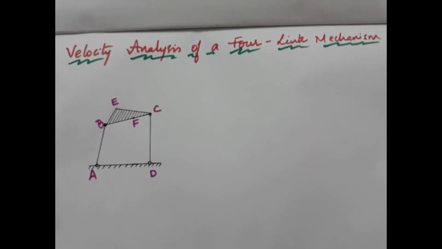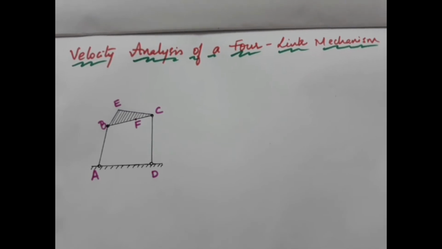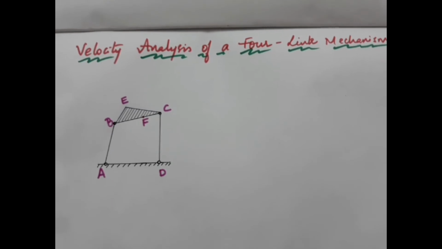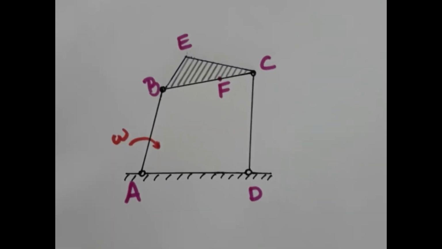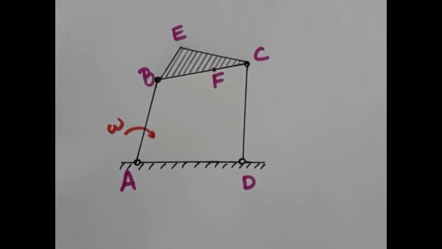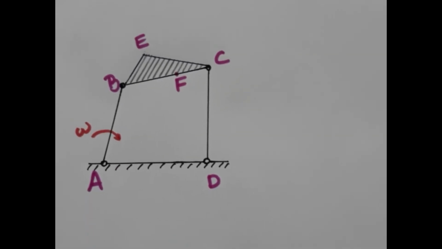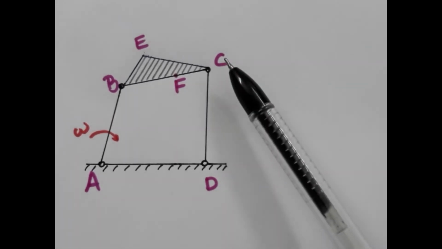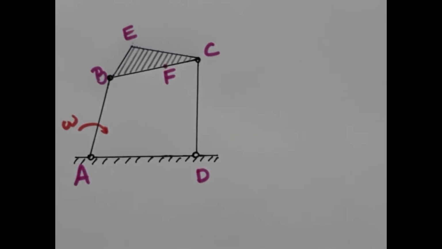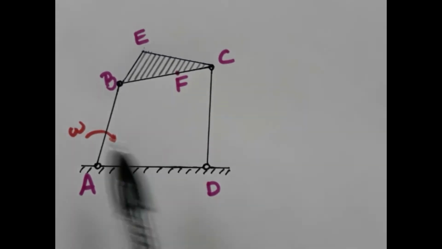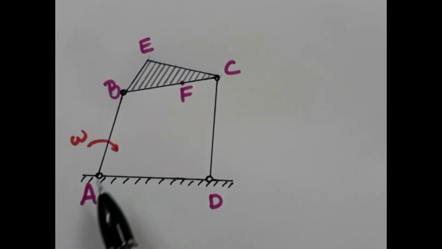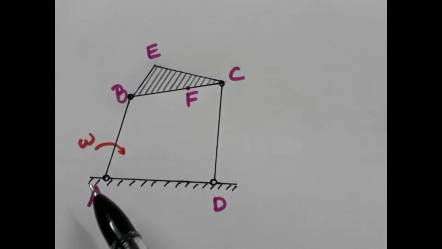Let us consider a quadric cycle mechanism ABCD, in which AD is a fixed link and BC is a coupler. Let link AB be the driver, rotating at an angular speed of omega radian per second in the clockwise direction. So we know that if we want to find the velocity of C with respect to A, it can be found as the summation of velocity of C with respect to B plus velocity of B with respect to A. That will give us the velocity of C with respect to A.